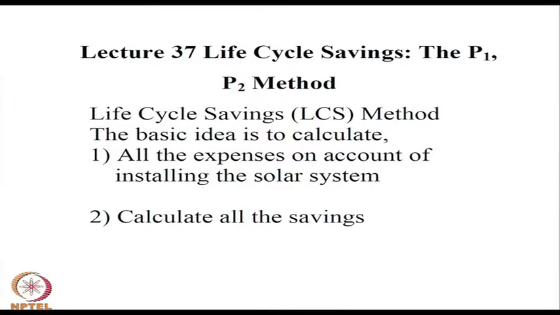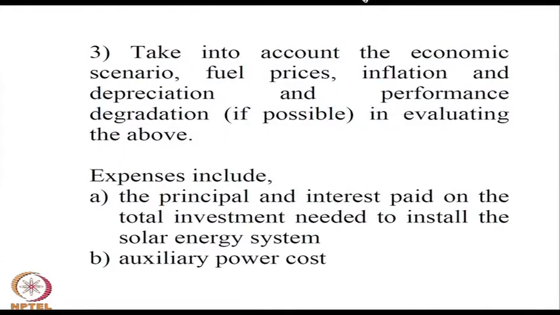That means the life cycle savings are calculated based upon two parameters, P1 and P2. In general, the basic idea of the method is that all the expenses on account of installing the solar system have to be taken into account, and all the savings calculated. Take into account the economic scenario, fuel prices, inflation and depreciation, and performance degradation if possible.